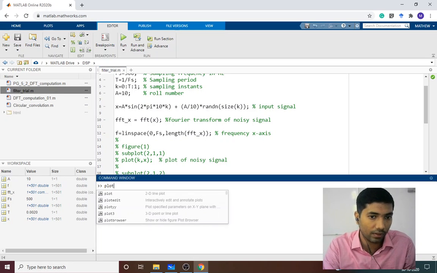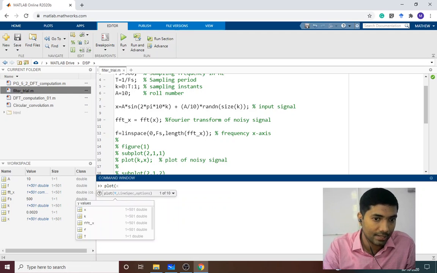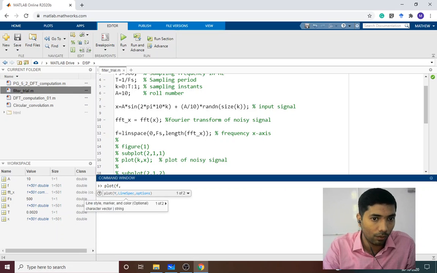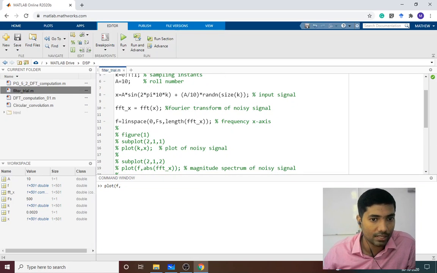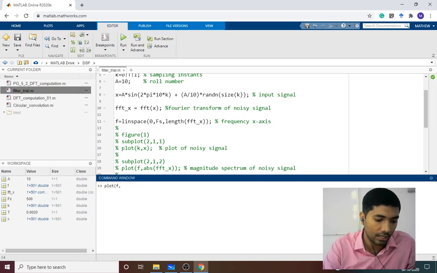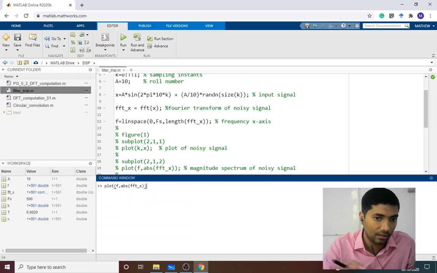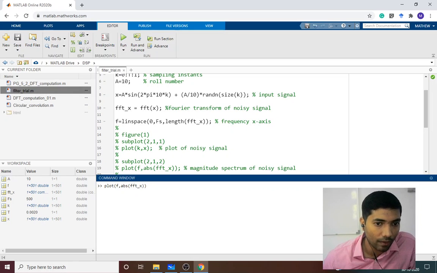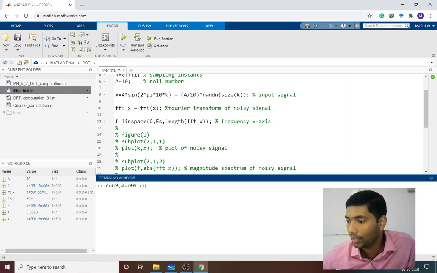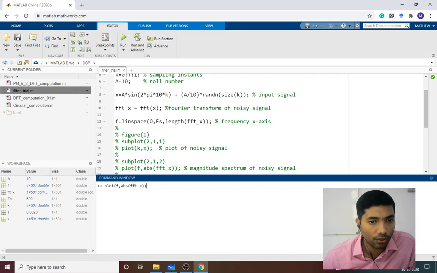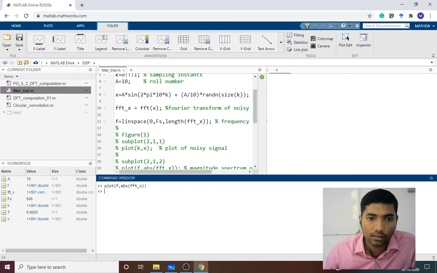In order to plot the frequency spectrum, what you can do is plot with the x-axis as F, and what is the y-axis? The y-axis is the FFT, and what we need is the magnitude of the FFT, which is given by the function absolute value of FFT underscore X. This absolute value of FFT underscore X will give the magnitude of the FFT, and let me try to plot this.